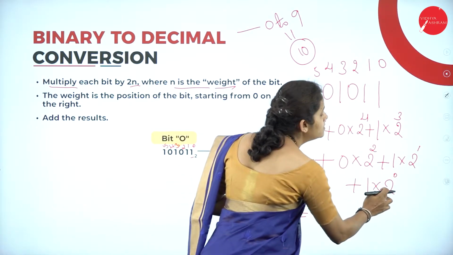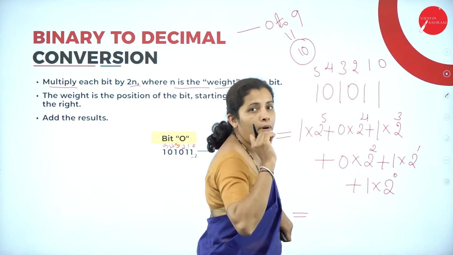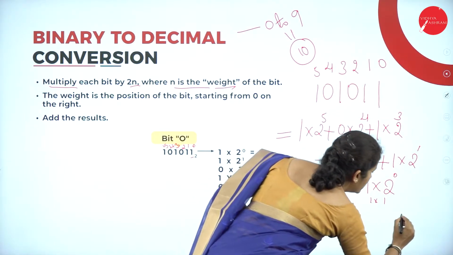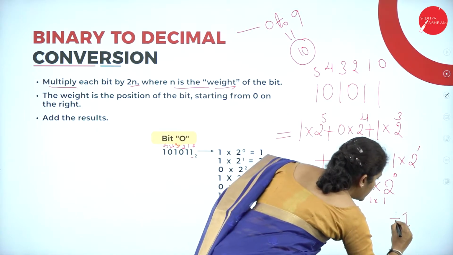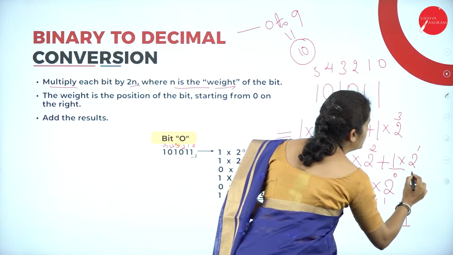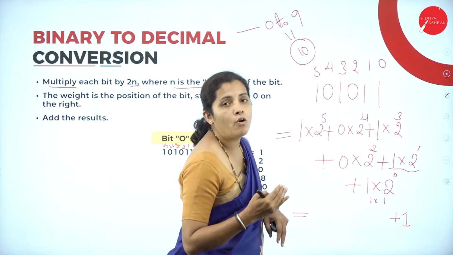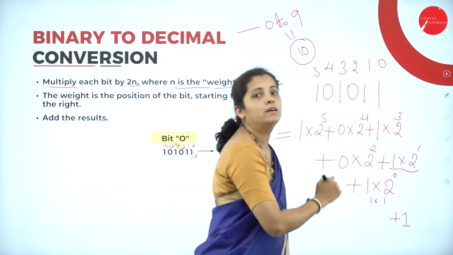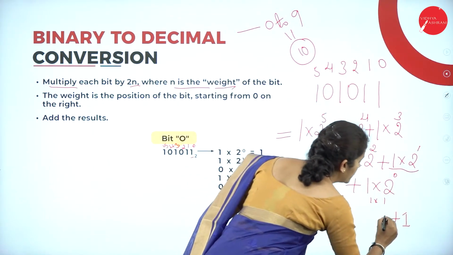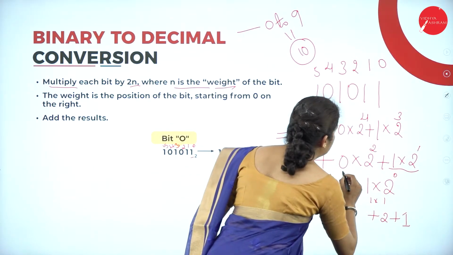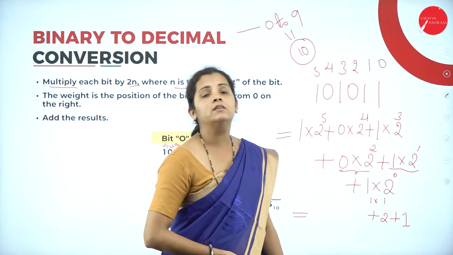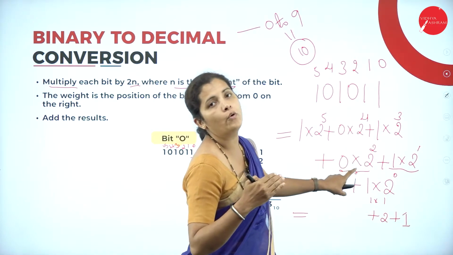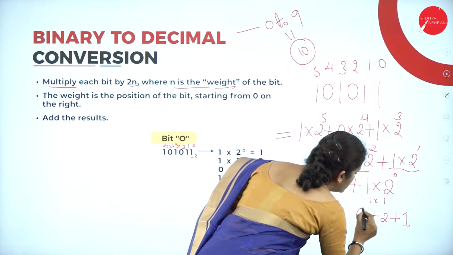Now I am going to multiply. What is the value of 2 to the power 0? It is 1. 1 into 1 is 1. Then plus. What is the value of 2 to the power 1? It is 2. 2 into 1 is 2. Then I consider the third bit. The power is 2 to the power 2, which is 4. 4 into 0, I get 0.